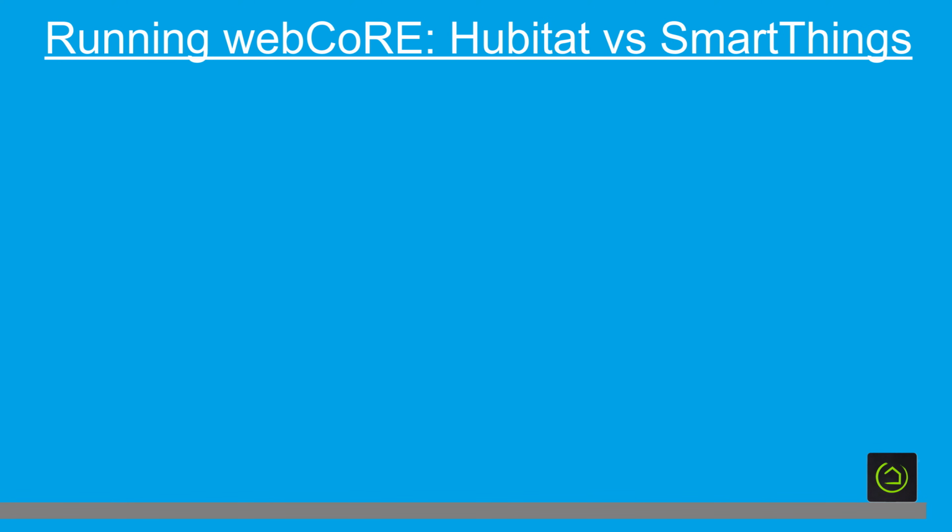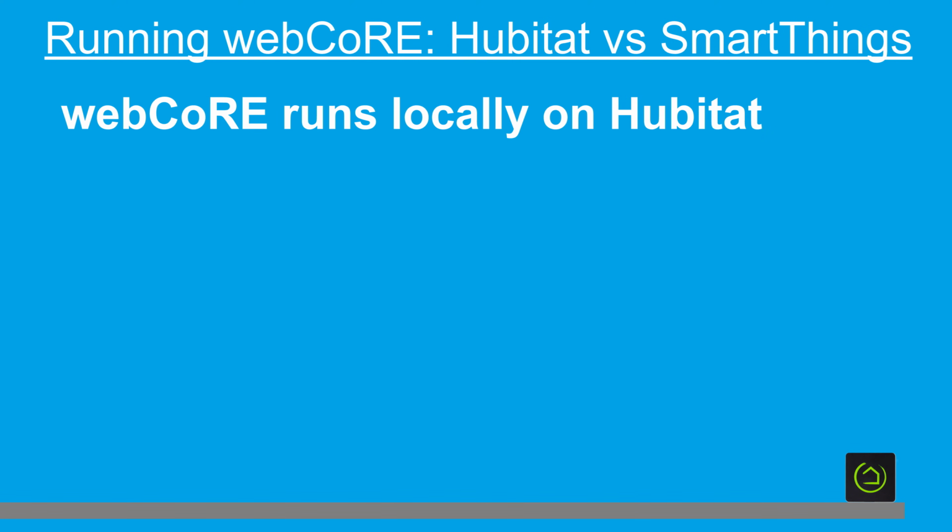First and foremost is the fact that when running webCoRE on a Hubitat hub, your webCoRE instance is running directly on your Hubitat hardware. This is different when running webCoRE on SmartThings, where a large portion of it is run on the SmartThings cloud. Because of this, you will want to make sure you are mindful of what exactly you are doing with webCoRE and how that may impact your performance.